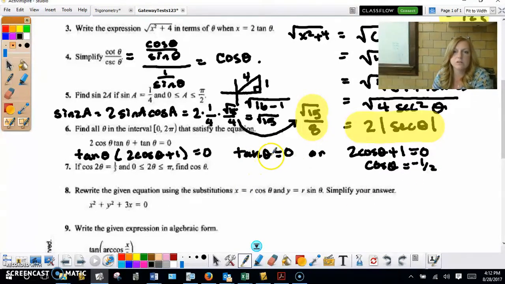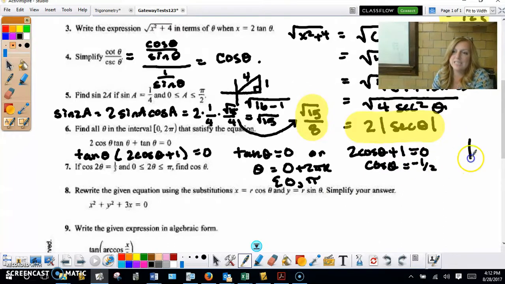Now in the unit circle, tangent is 0 at 0, and it has a period of every pi, so 0 and pi and so on. So this would be theta equals 0 plus 2 pi k, or between 0 and 2 pi, 0 and pi. I'll leave that open because I'll come over here.